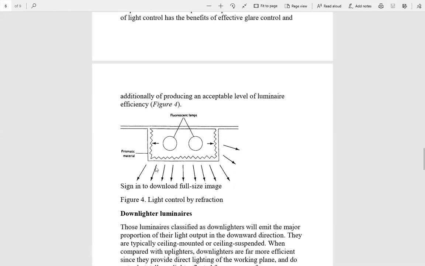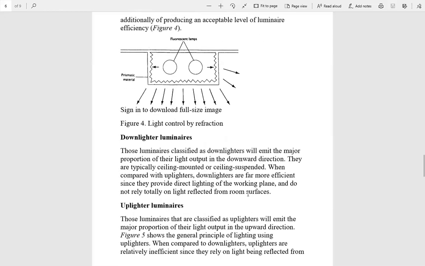You can see the two different areas: this is the prismatic material, this is the air, and this is the fluorescent lamp. So this is the sign for the light control by refraction.